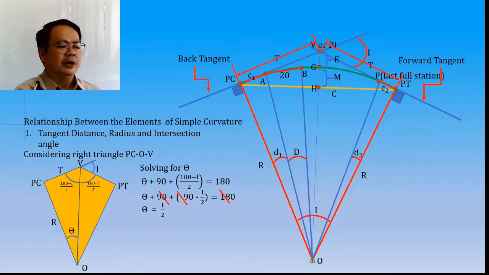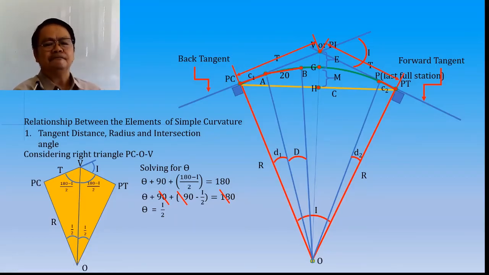Kaya kung ito ay I over 2, pakita ko lang I over 2 yan, ano? So, sa makatwid, the other side will also be equal to I over 2. And the sum of the two will be equal to I. And that is also equal to this much. Kaya doon sa nauna kong pinakita kanina, that magnitude is equal to I. Ngayon, nakuha natin that is I.